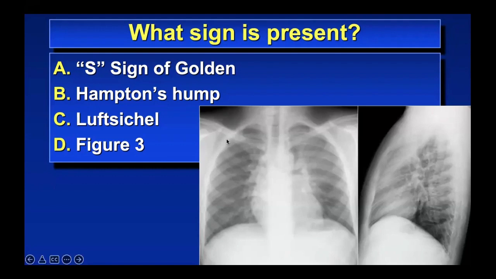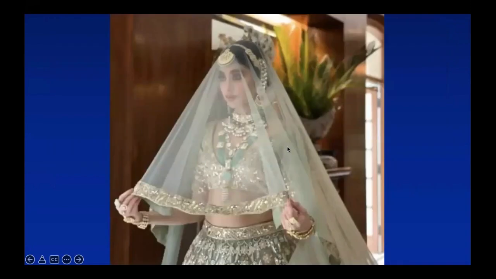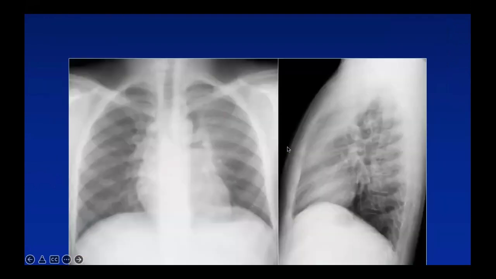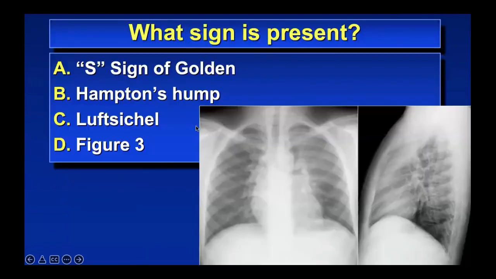So it's not that sign of Golden, which I showed you already. Hampton's hump, which would be the wedge-shaped consolidation. Yeah. So I'm seeing some people are favoring C. So that is this lucency there. So let's go back to this for a second. So this lucency is a semicircular or sickle-shaped lucency. So in German, that's called the air sickle. So Luftsickle is air sickle.